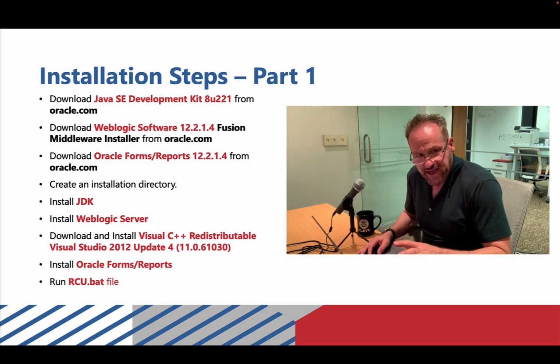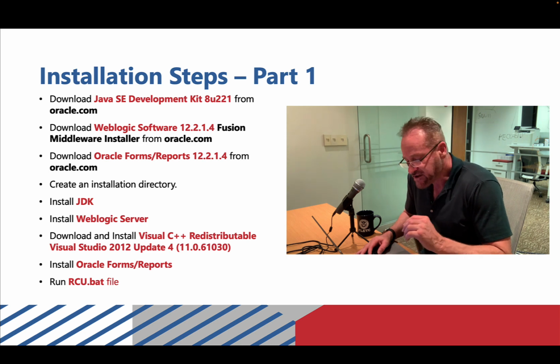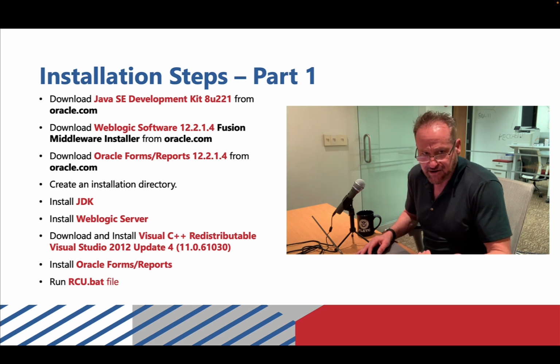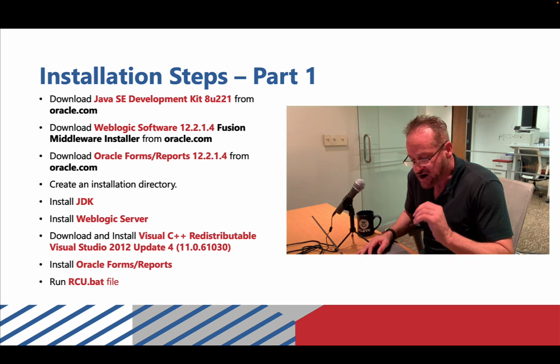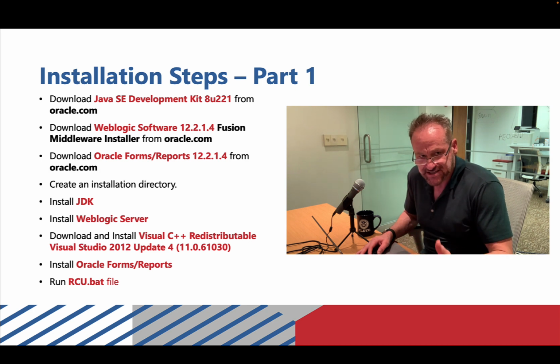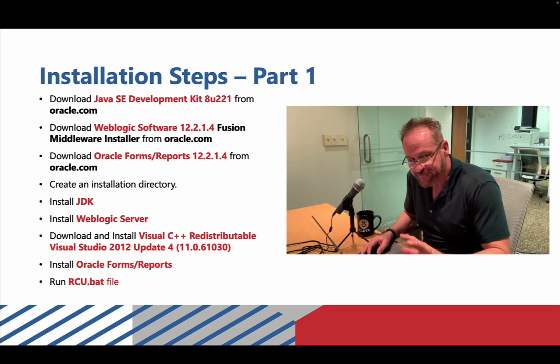Once we've done that, we're going to create the repository, and the repository talks to the Oracle 19c database. Hopefully you watched my video on installing Oracle 19c, because you're going to need a database. The rcu.bat file creates the repository and installs some schemas, some tablespaces, and other things that you need in the Oracle directory.